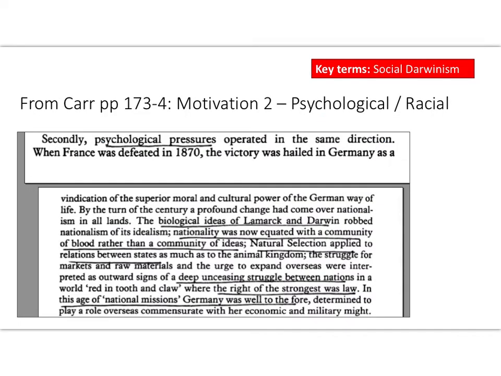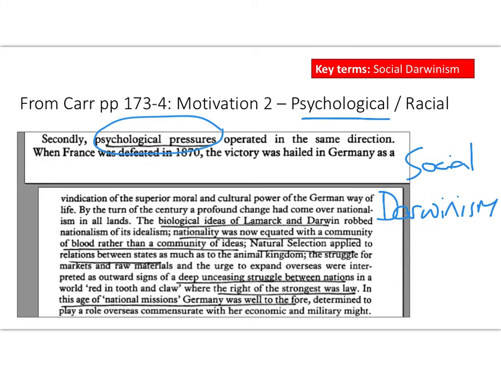And then there's this really interesting one, okay, which is when Carr says psychological reasons, psychological pressures, he is talking about something very interesting, something that we call social Darwinism, okay? Now, we'll talk about this a lot more when we get on to Hitler and the Third Reich. But this idea here, and again, you can pause and just read this extract from Carr, talks about the biological ideas of someone called Lamarck, who's not important, and Darwin. Now, you hopefully will know about Charles Darwin from your science lessons at GCSE.